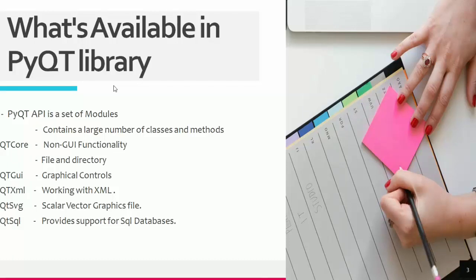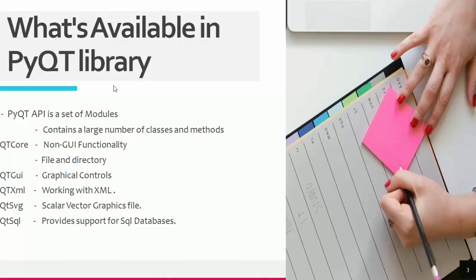So we have seen Qt Core, Qt GUI, next Qt XML, then Qt SVG, and lastly we have Qt SQL. As you might know, SQL is a structured query language used for the backend, for databases. So by using Qt SQL, it will provide support for structured query language databases. So right now what we have seen is that the PyQt API is a set of modules containing a large number of classes and methods for creating a graphical user interface application: Qt Core, Qt GUI, Qt XML, Qt SVG, and Qt SQL.